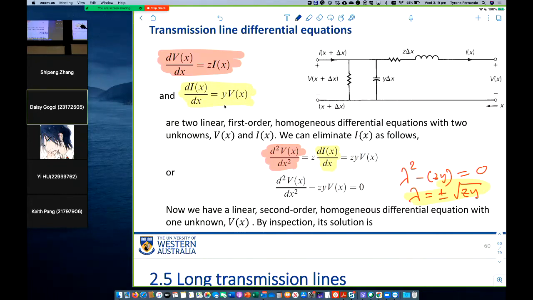So everything is in terms of one variable, which is Vx. So we have the second order differential equation, right? Z and y, what are Z and y? Z is the series impedance per meter, right? What is y? The shunt admittance per meter, right? And those are values that we know, a characteristic of the transmission line. That will be available from a data sheet.